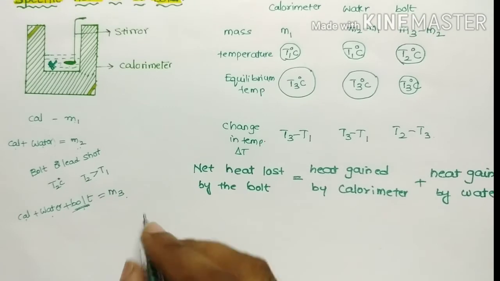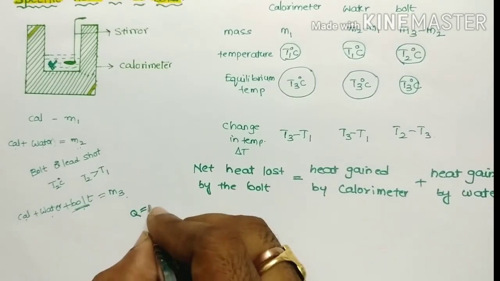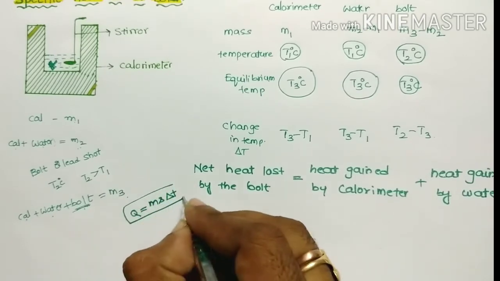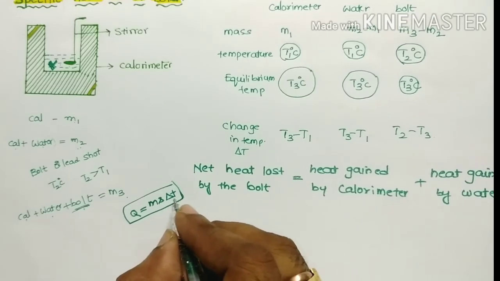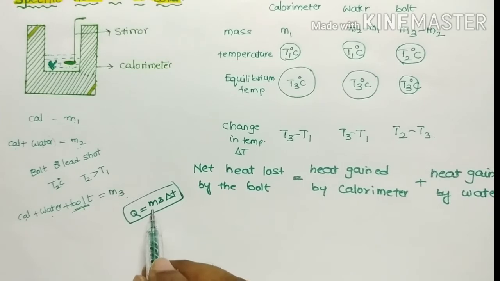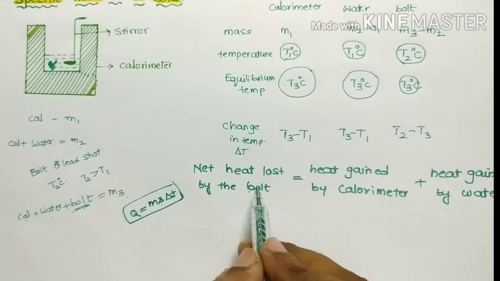And we have the formula that the amount of heat gained or lost, Q, is equal to ms delta T, where m is the mass of the body, s is the specific heat of the body and delta T is the change in temperature. For the net heat lost by the bolt, we use the formula Q is equal to ms delta T, where m is the mass of the bolt, s is the specific heat of the bolt and delta T is the change in temperature of the bolt.